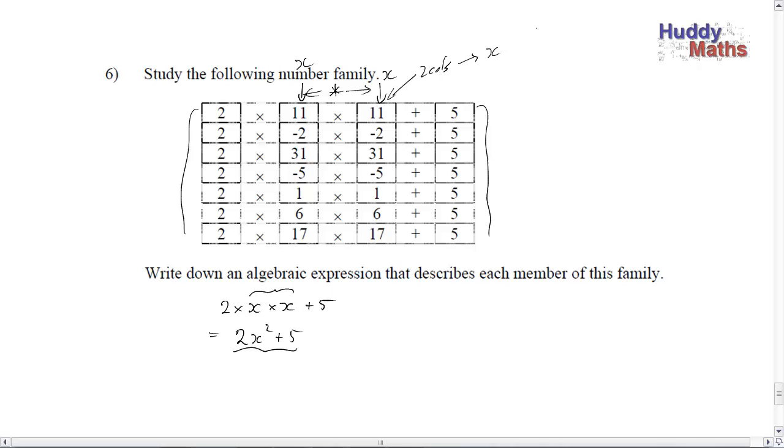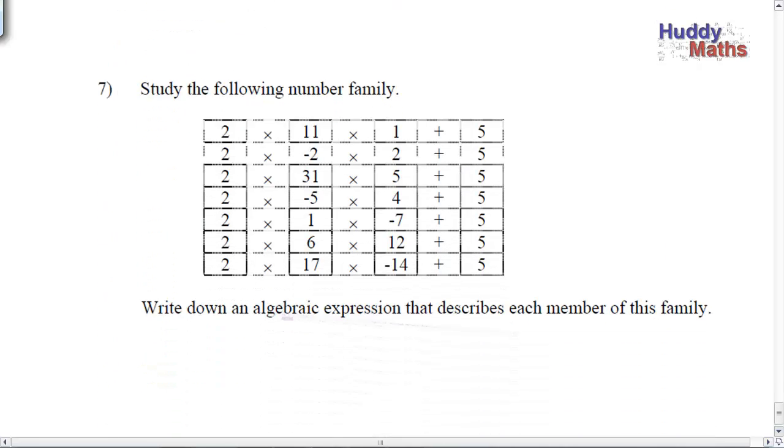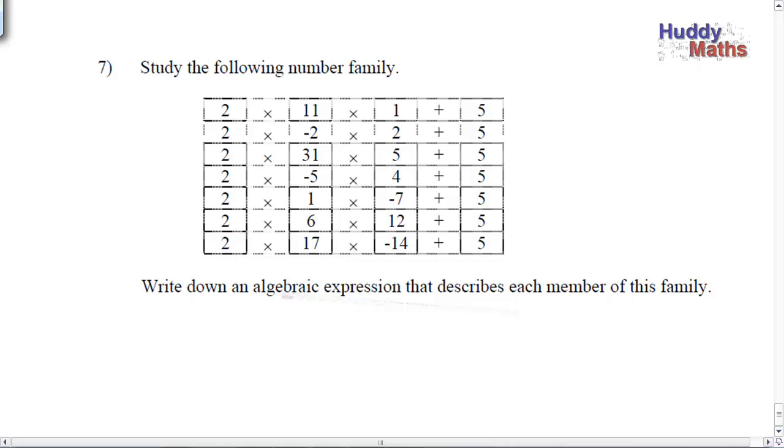All right, last one now. How are you going? Think about what you're doing here. Okay, study the following number family. Now study this one carefully, a little bit of difference coming on here. A couple more things that are varying. Okay, pause the presentation and have a go.